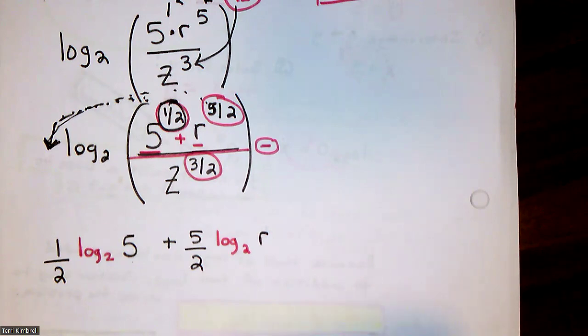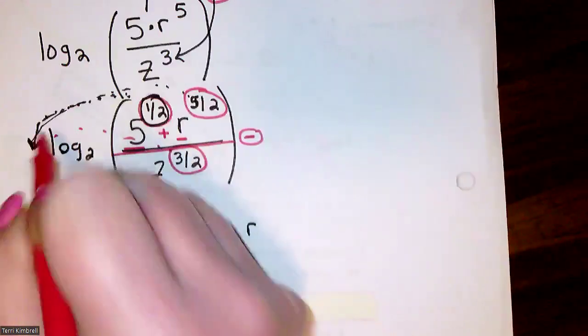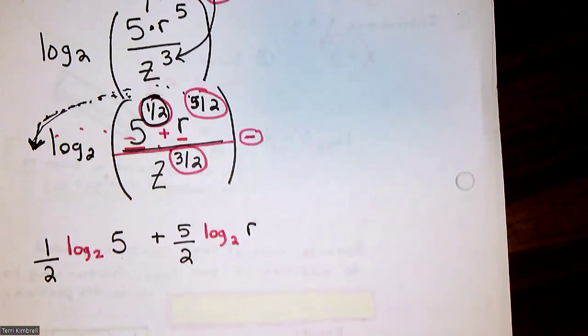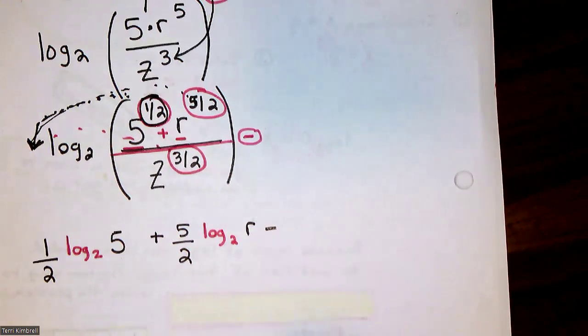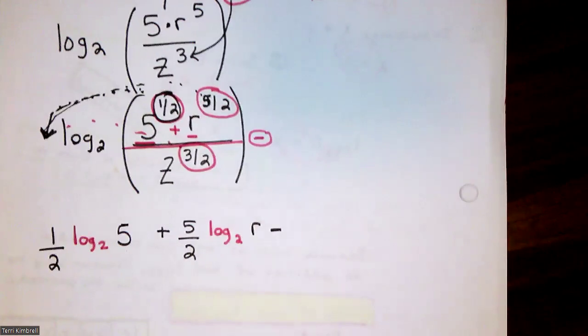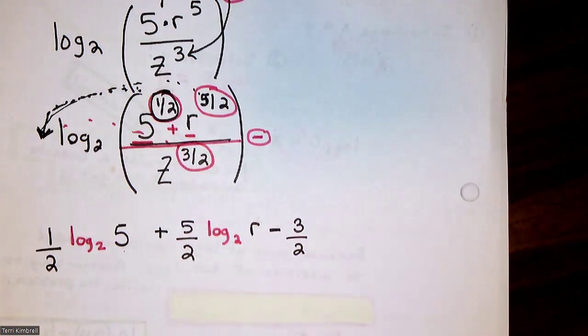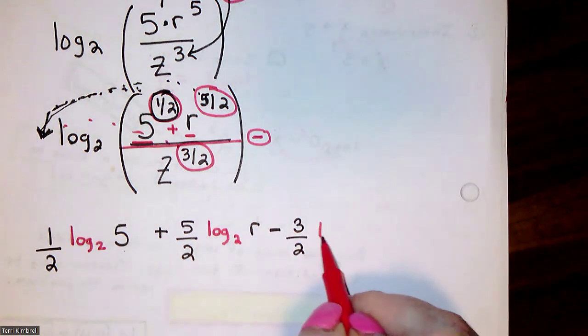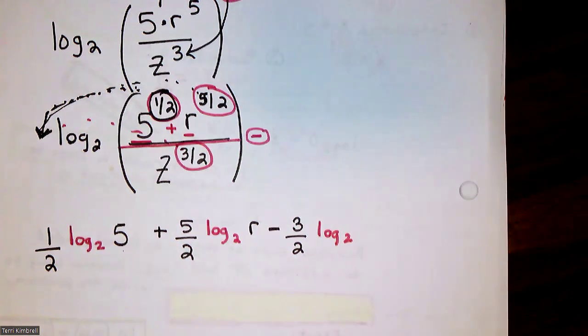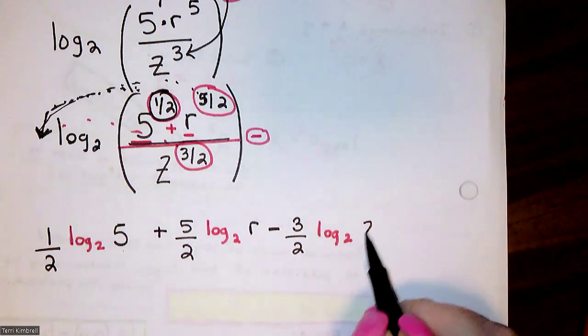Next, remember, was the divide. So we're going to need to drop this 3/2 in front. We're going to have a minus this time to represent division. So we're going to have minus 3/2. Then you're going to put log base 2, and then you'll put down your z.